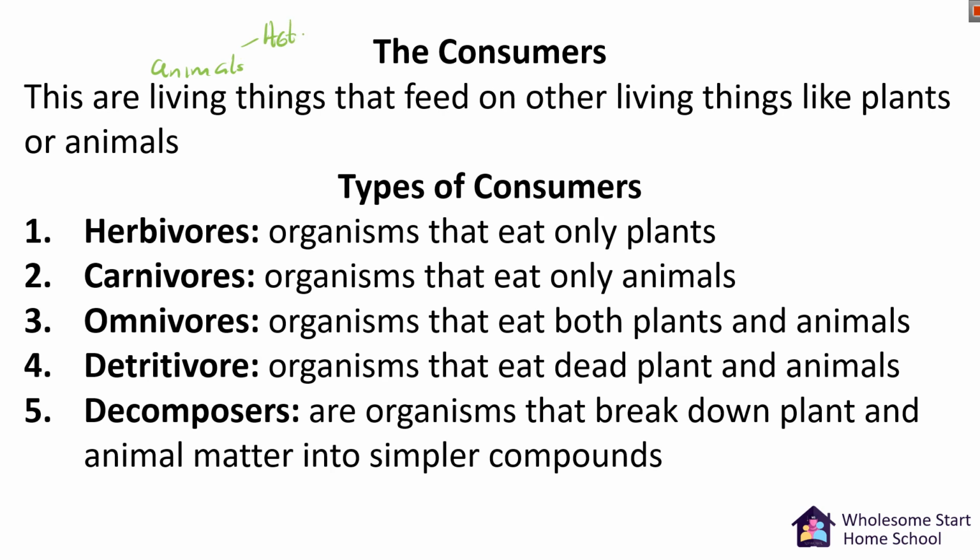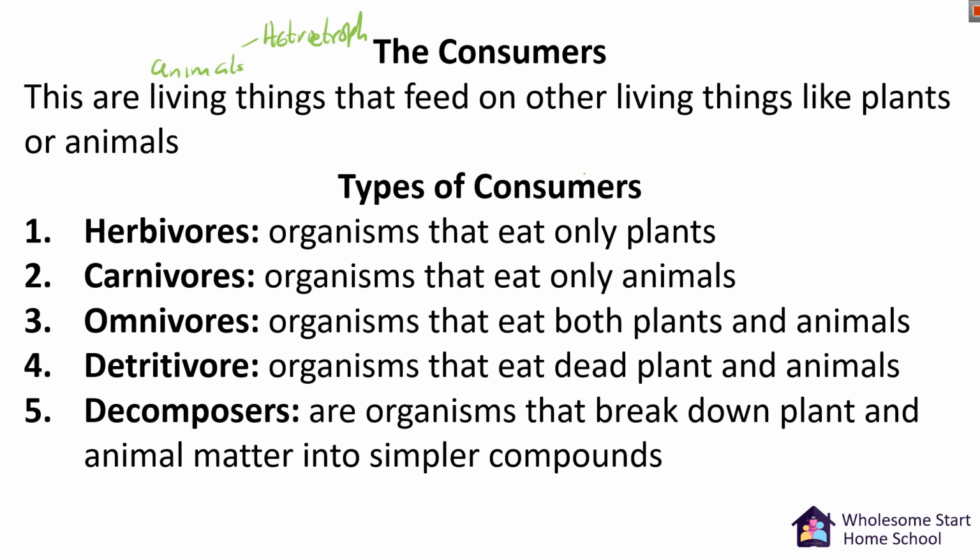That's why we say that animals are heterotrophs. Remember, we talked about the difference between plants and animals. Heterotrophic nutrition: heterotrophs don't produce their food. They depend directly or indirectly on plants. So these are living things that feed on other living things like plants or animals.